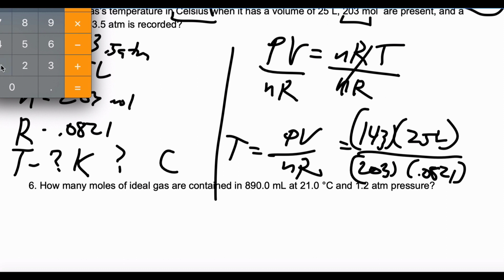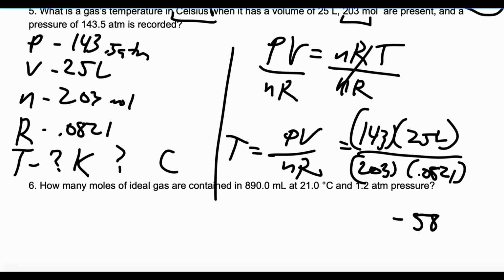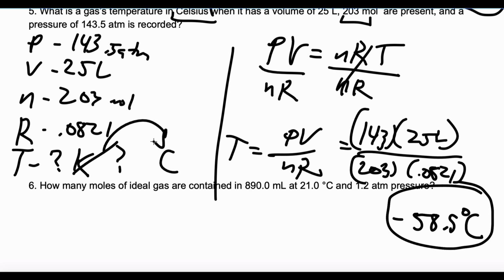Let's do it again. I'm not going to be lazy. 143 times 25 equals, divided by 203 equals, divided by 0.0821 equals. That's our Kelvin value. I'm going to subtract 273 equals negative 58. Well, let's get it right. Negative 58.5 degrees Celsius. Now Celsius, because we already went through and subtracted out 273.